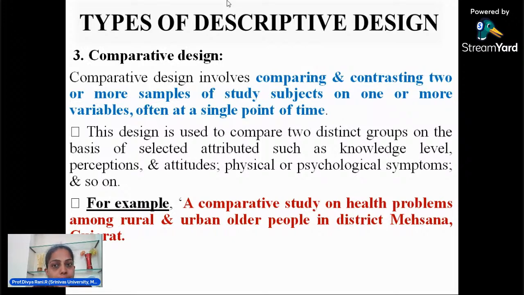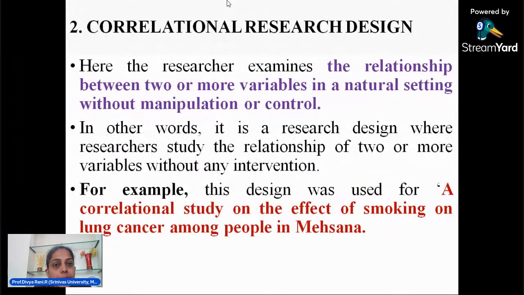Next one is comparative design. Comparative means you are comparing and contrasting two or more samples of a study subject, then you call it comparative. Now, for example, a comparative study on the health problems among rural and urban people. So you are checking what the health problem is in the rural community, you are checking the problem in the urban community, then you are comparing that. That is called comparative design.